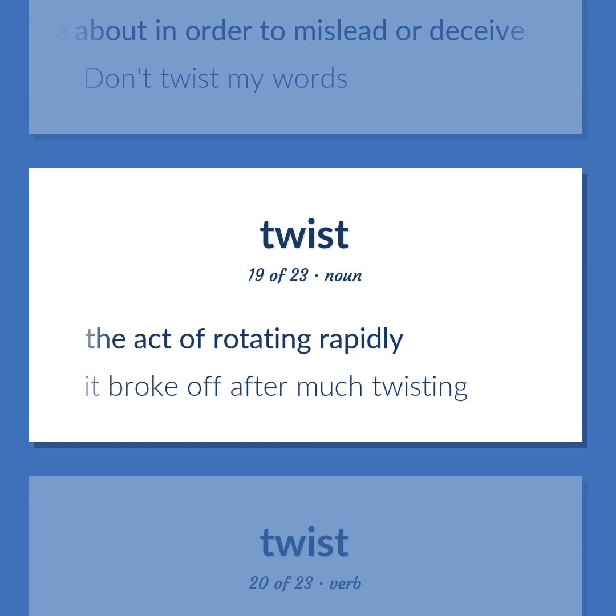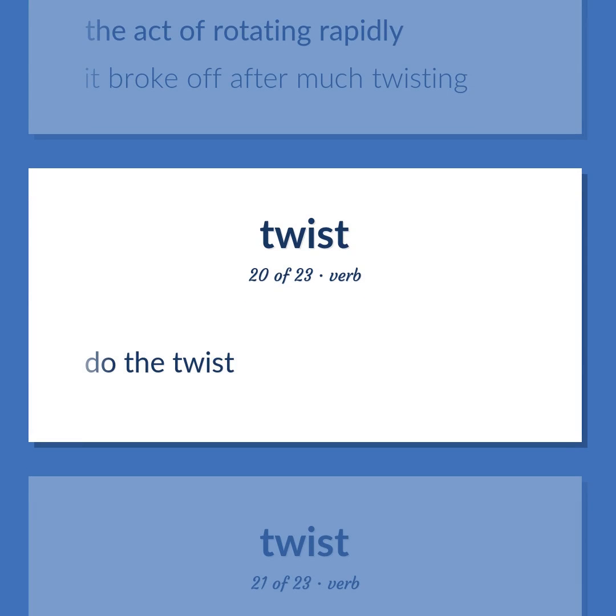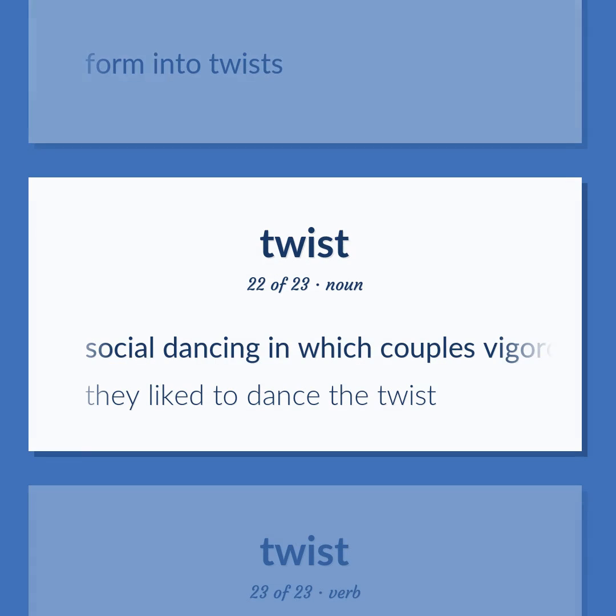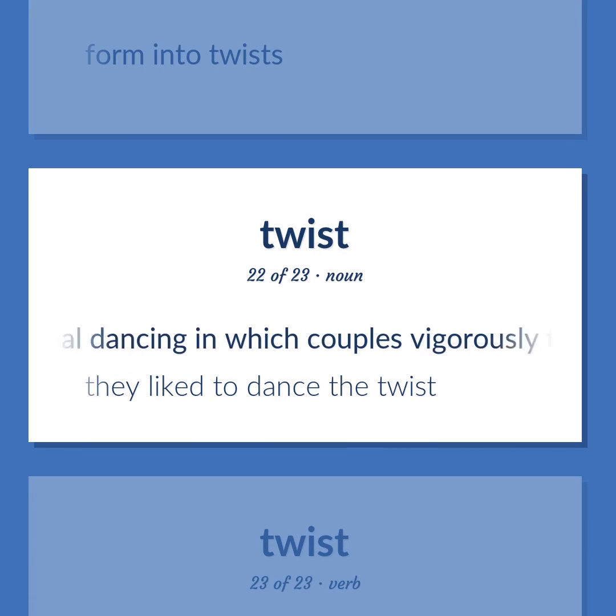The act of rotating rapidly. It broke off after much twisting. Do the twist. Form into twists. Social dancing in which couples vigorously twist their hips and arms in time to the music was popular in the 1960s. They liked to dance the twist.